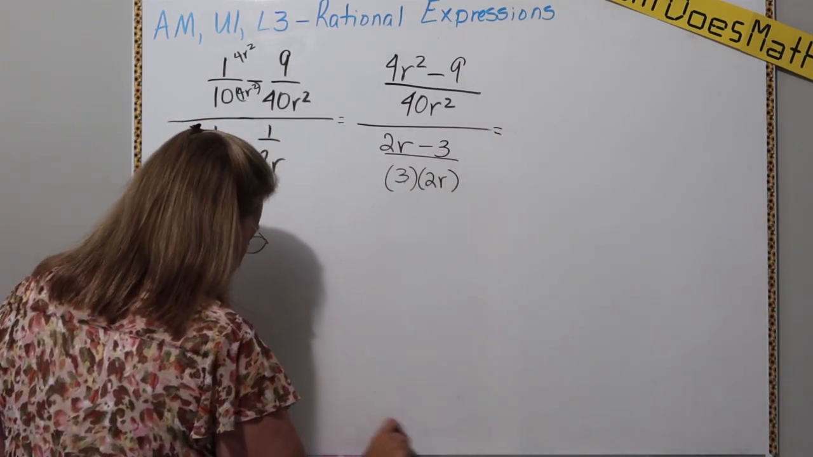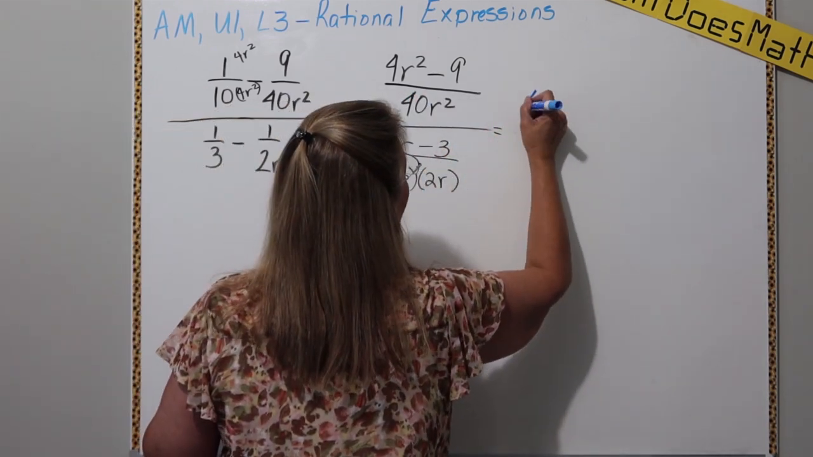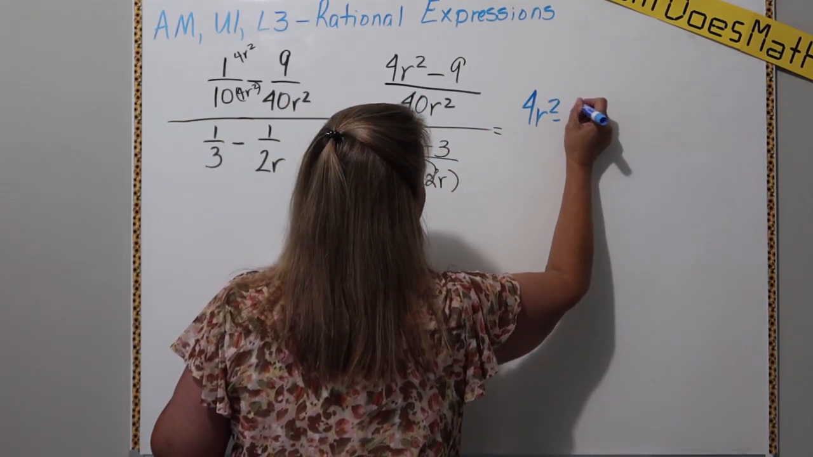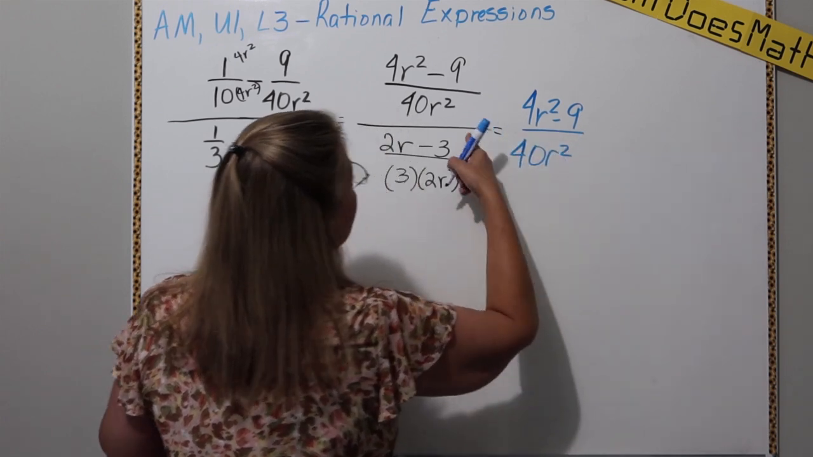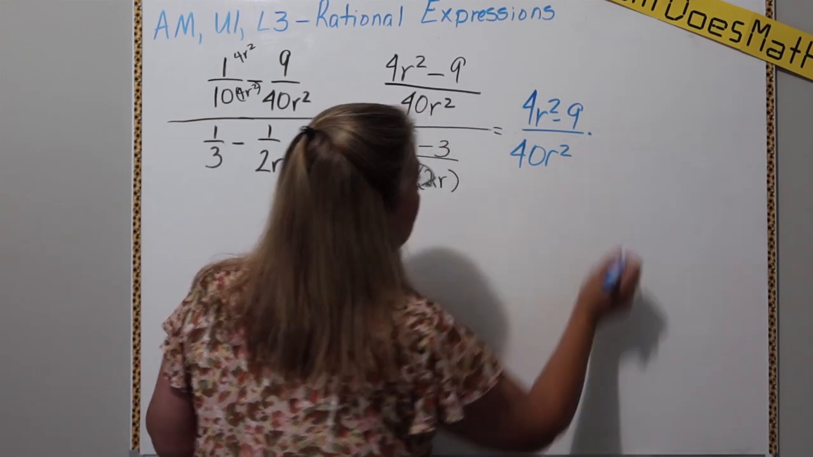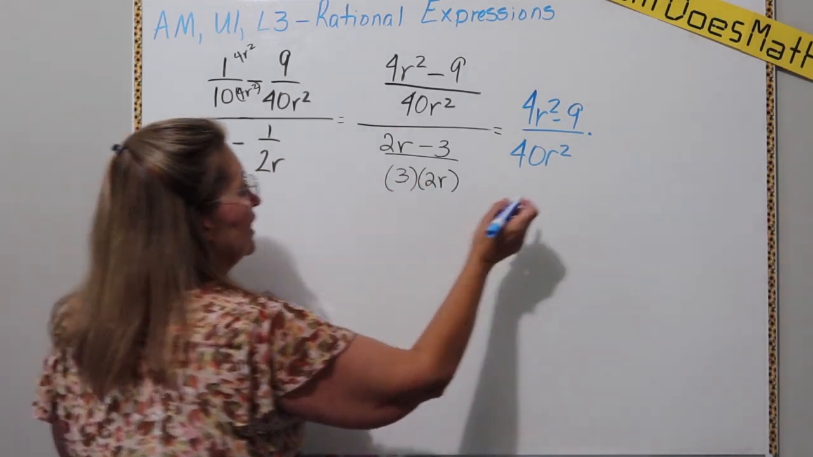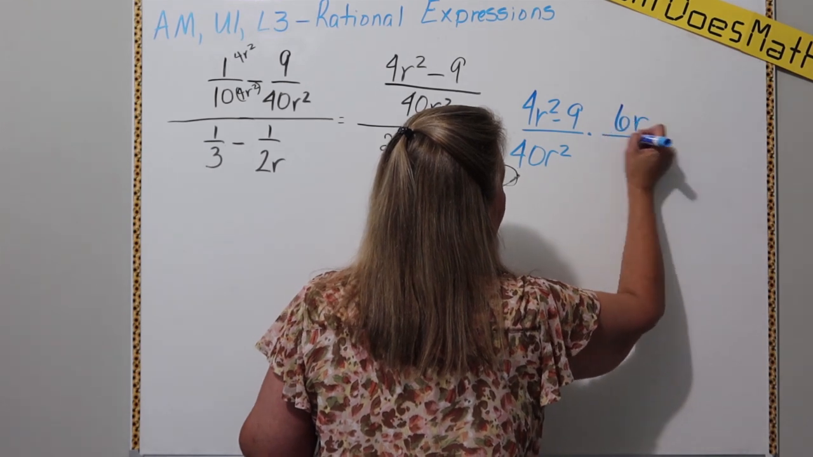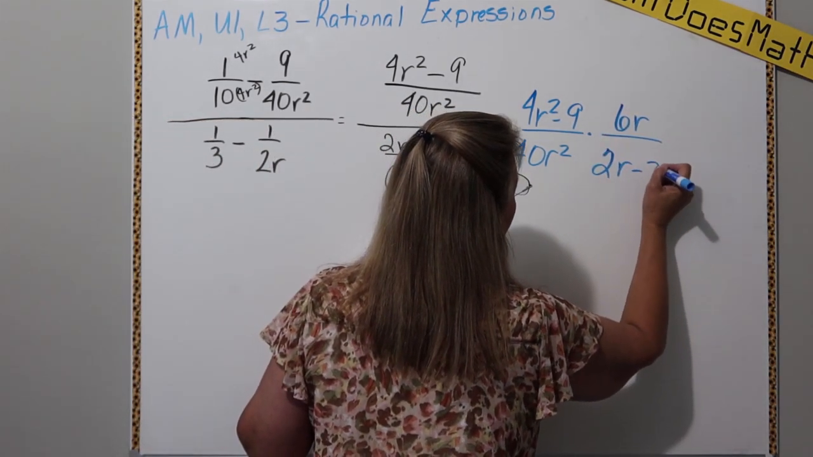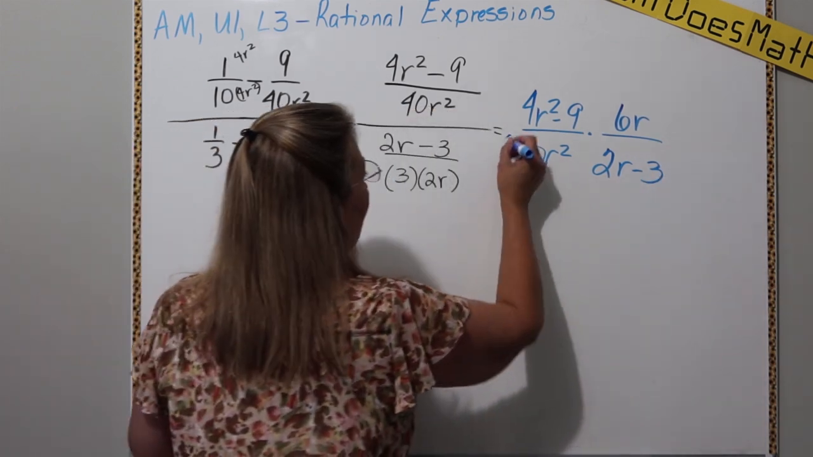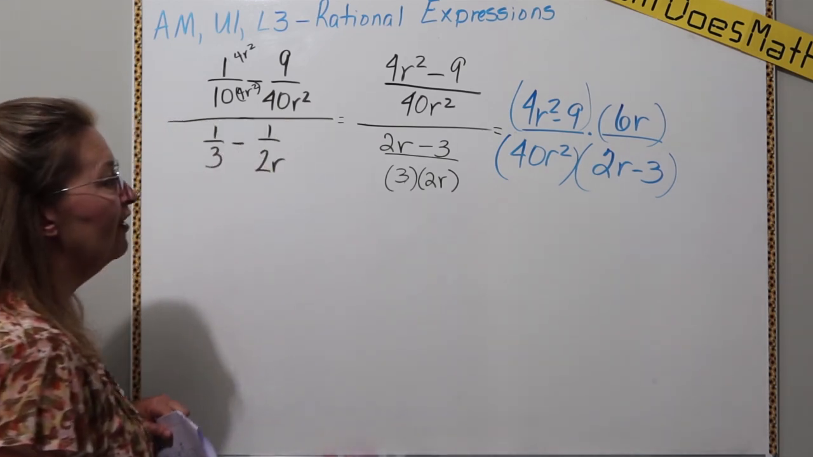All right, now let's do keep, change, flip. The top is not going to change for this step. It's just going to stay. I'm going to change division to multiplication, and then I'm going to flip this. Now I can go ahead and multiply 3 times 2r together and get 6r. 2r minus 3 is going to go on the bottom. Okay. Now all these things are multiplied. So how do you simplify that?